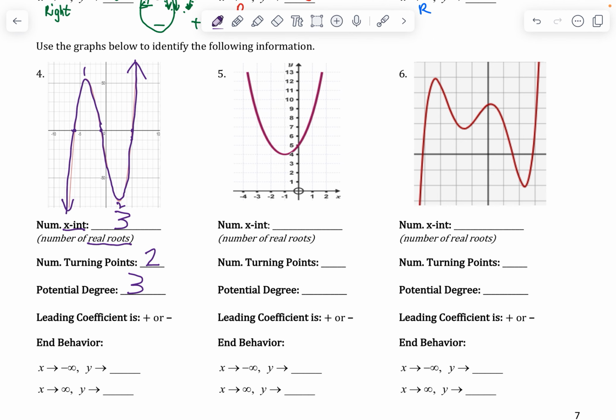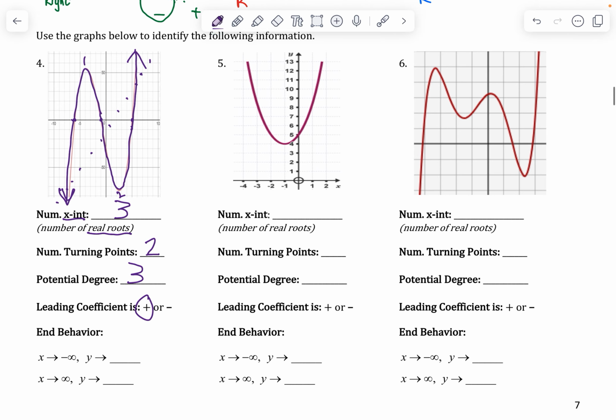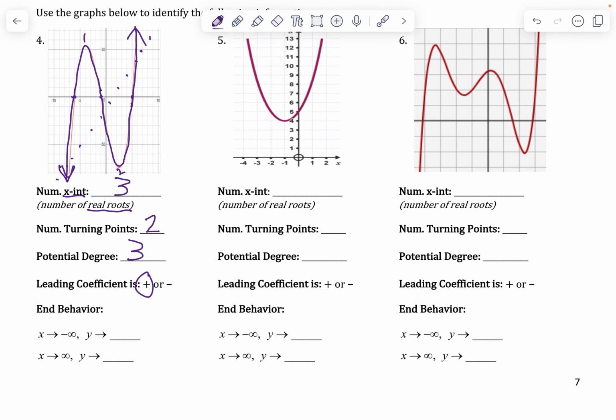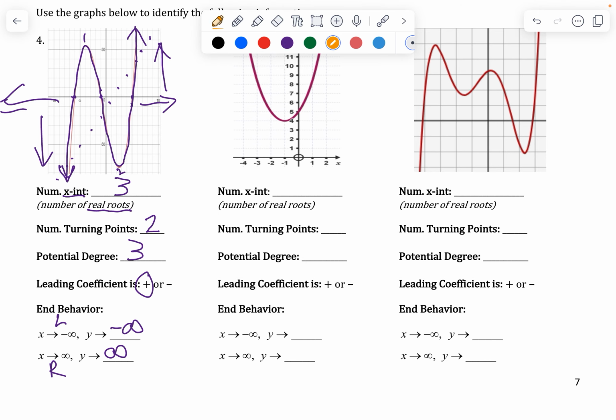Okay, so this graph starts down low right here, and as you go to the right, it trends upward. So look, that is a positive trend, meaning that my leading coefficient is positive. And so my end behavior, I can just look at the arrows. Remember, this is left, this is right. As x goes to the left, my arrow's going down to negative infinity. As x goes to the right, my arrow's going up to positive infinity. There's my end behavior.